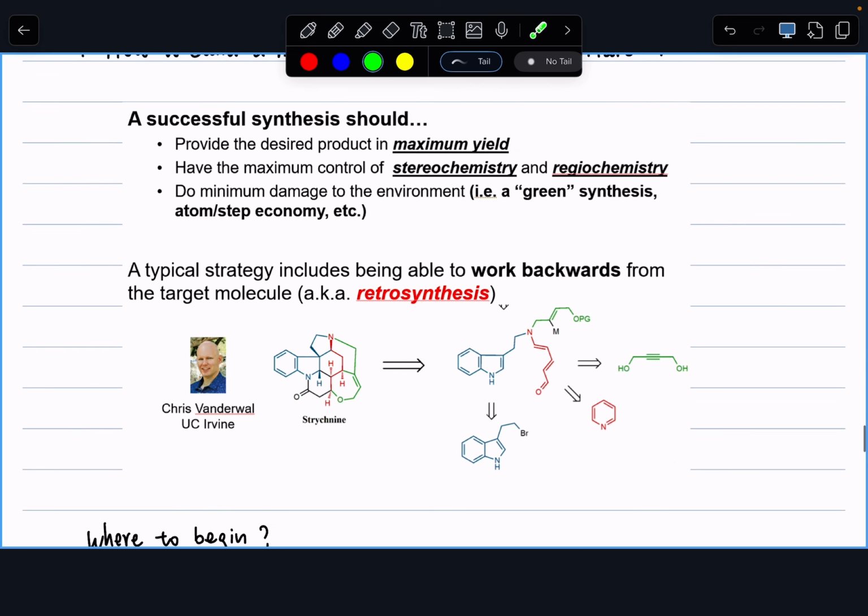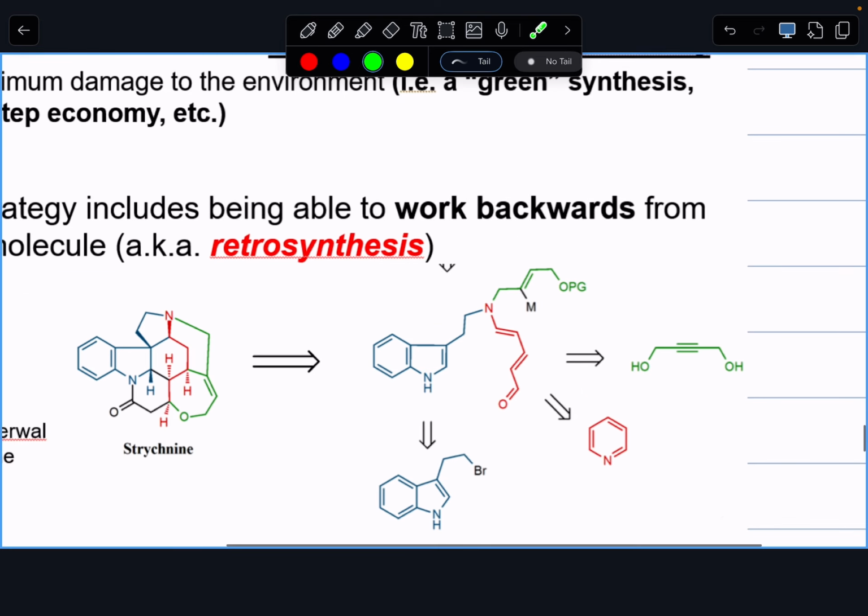The strategy we'll be using is called retrosynthesis, which is going backwards from a target molecule to all the starting materials that we want. For retrosynthesis, we typically write it in reverse. This is the one we want, my target molecule, which here is, well, styrene. It's like a complicated natural product that we want to synthesize.